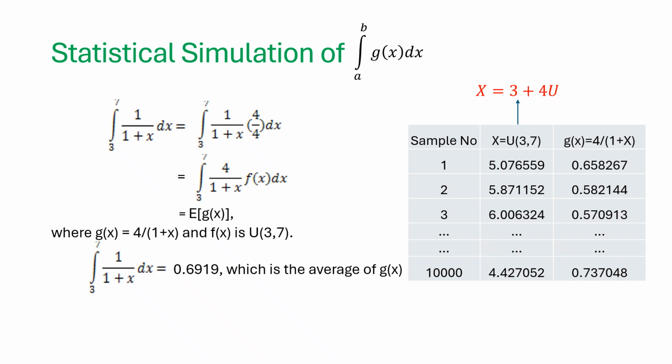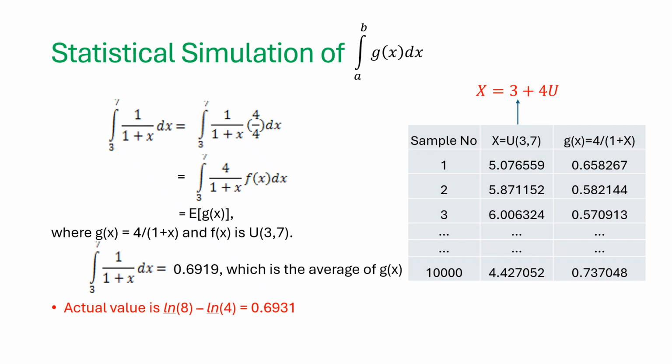Let us look at the integral from a to b, where a is 3 and b is 7. So the integral from 3 to 7 of 1 by 1 plus x dx. You can compute the actual value as log of 1 plus x between the limits 3 to 7, so the actual value is log 8 minus log 4, which is 0.6931. Let us look at the whole procedure. I simply multiplied and divided by 4, because the difference is 4. So 1 by 4 is the uniform distribution. Now I have the expected value of g of x, where g of x is actually 4 by 1 plus x, and f of x is uniform 3 to 7.